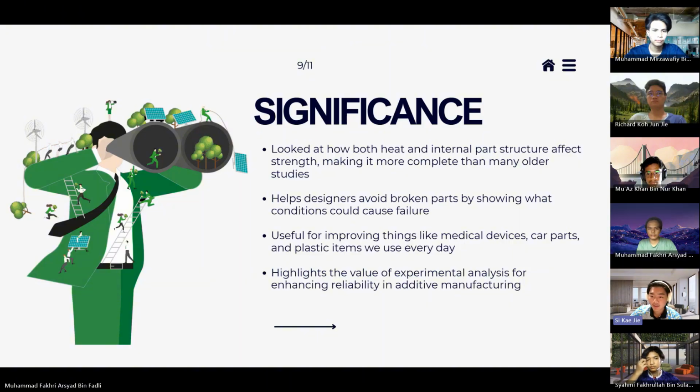This helps designers understand what conditions may cause failure, which is useful for improving the safety and reliability of parts used in medical devices, cars, and consumer products. Overall, the study highlights the value of experimental analysis for enhancing reliability in additive manufacturing.